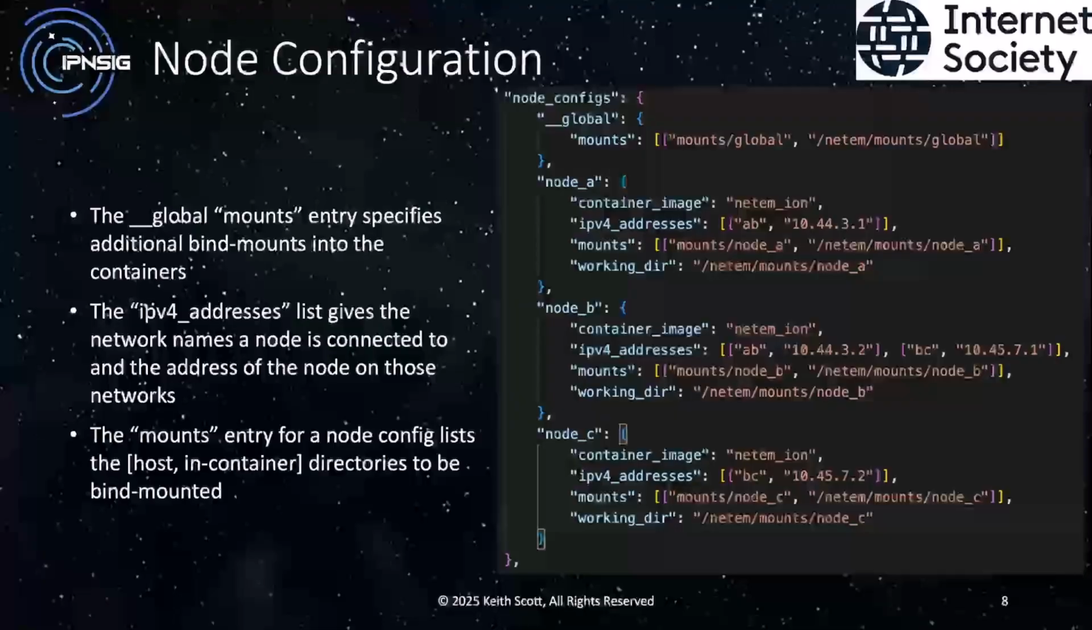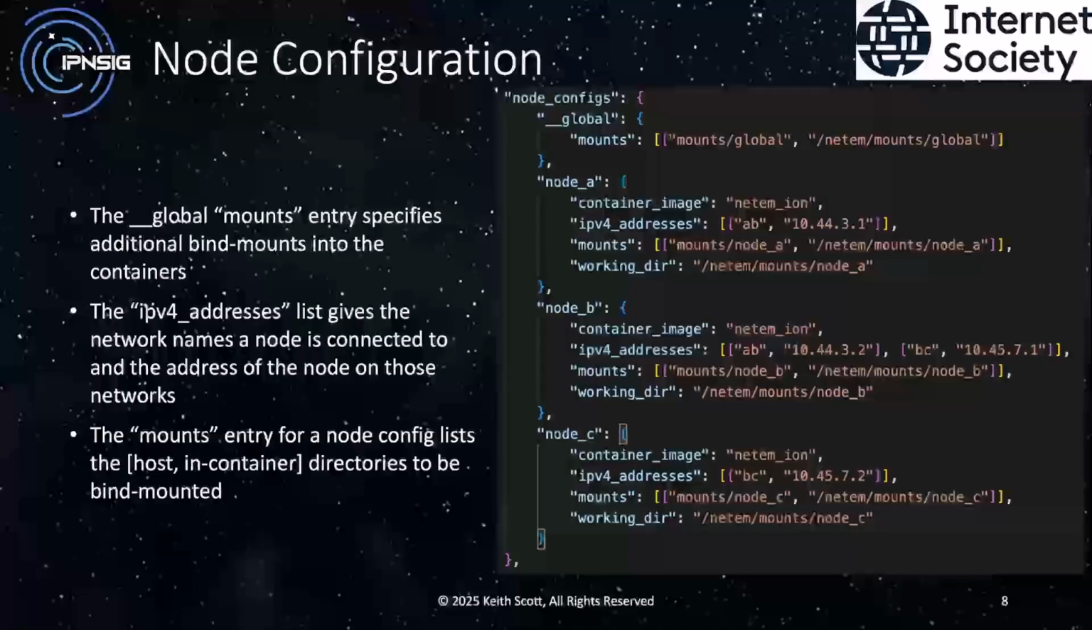Otherwise, if you just write data to some directory that's not bind mounted outside, that data will not persist once that container is destroyed. And then there's a working directory that sets where the working directory is inside that node, and that's useful for when we get to running commands later.